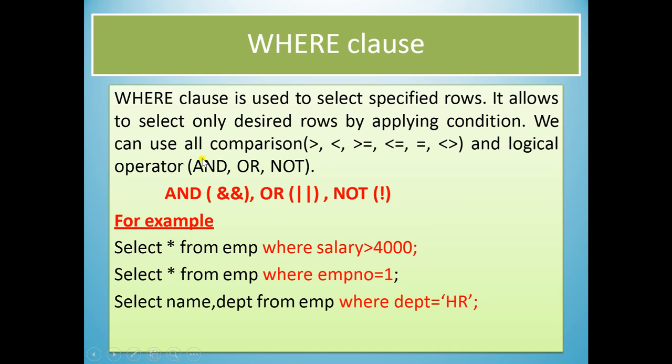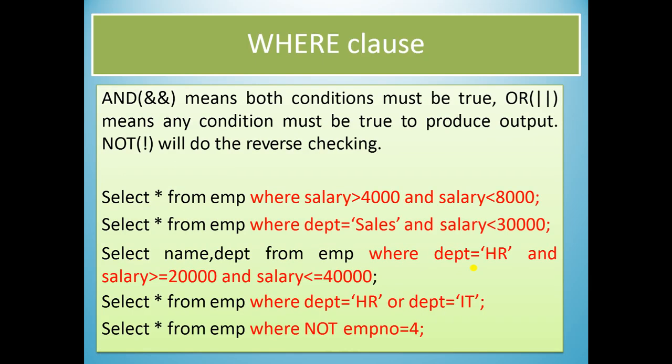So you can see we can use all the comparison operators and the logical operators AND, OR, NOT. For example, select asterisk from EMP where salary is greater than 4000. Select asterisk from EMP where EMP number is equal to 1. By this way you will be able to write the command and it will give you the result accordingly. Now see again, in this you can use AND, OR, and NOT also. These are the examples, you can just see there. So in the WHERE clause we also use AND, OR, NOT.